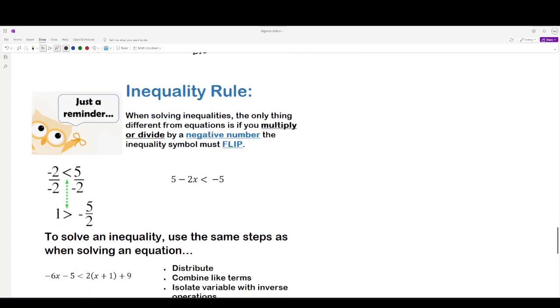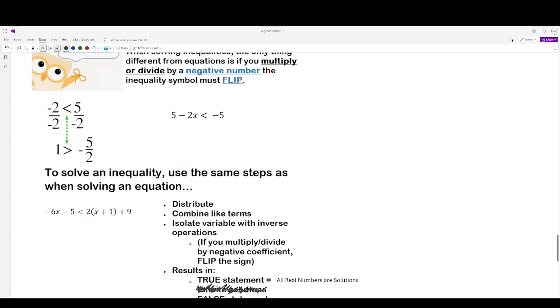Inequality rule. When solving inequalities, the only thing different from equations is if you multiply or divide by a negative number. So this is the one difference with how we do things between equations and inequalities. The example here shows if we divide by -2, then the inequality switches from a less than to a greater than. There are actually two ways to do this problem, so I'm going to go through both. This is the normal one.